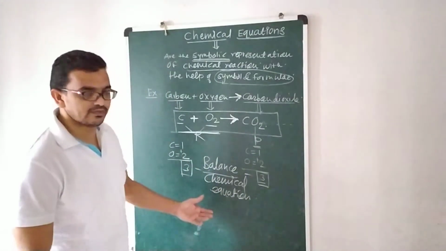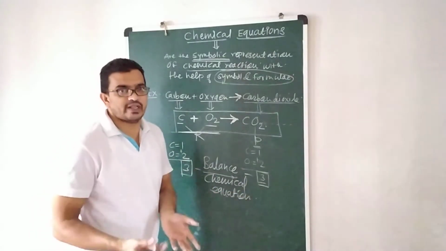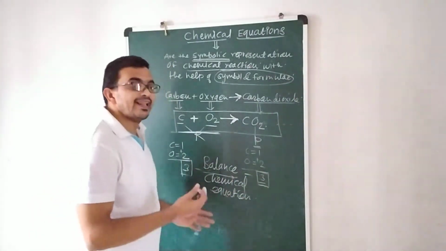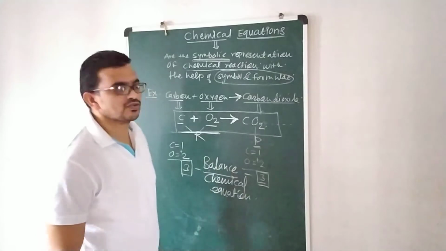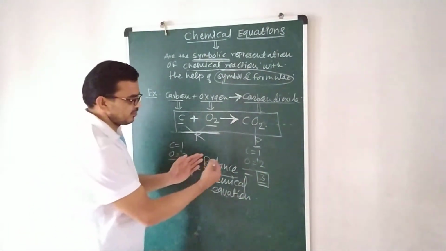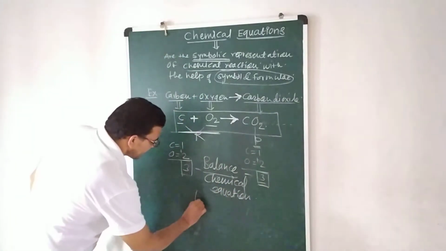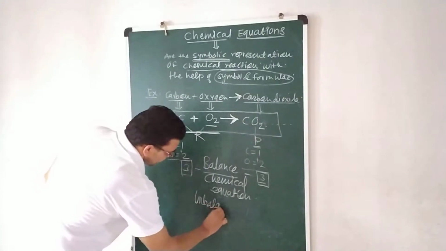Suppose sometimes in some chemical reactions the number of atoms of reactants and products is not matching, correct? So they are unbalanced, we can see that. Such equations are called unbalanced equations. The number of atoms on the reactant side and the product side is not matching. So that is the unbalanced equation.